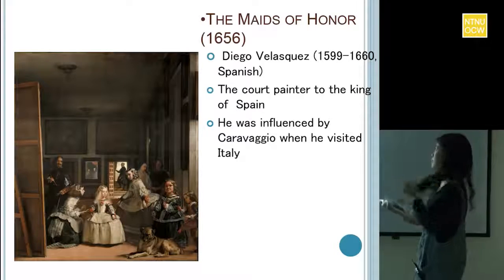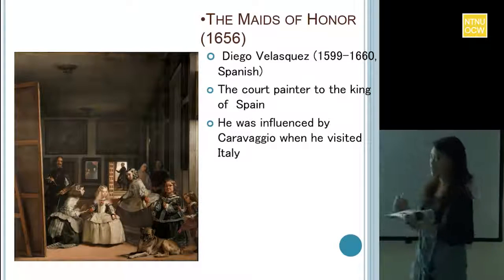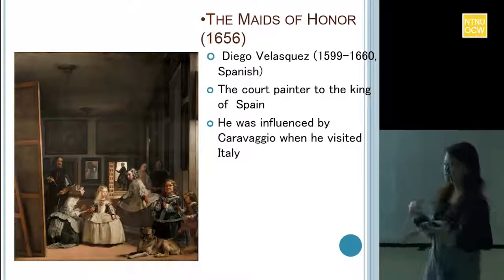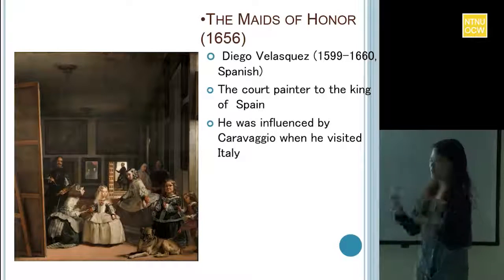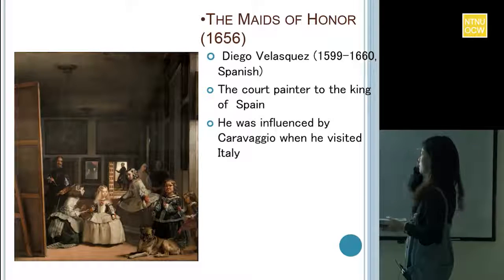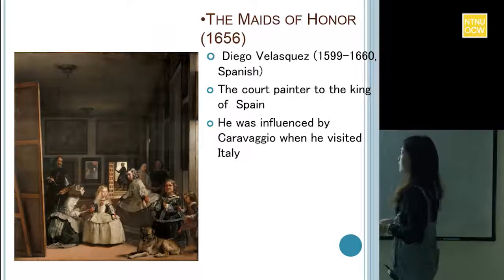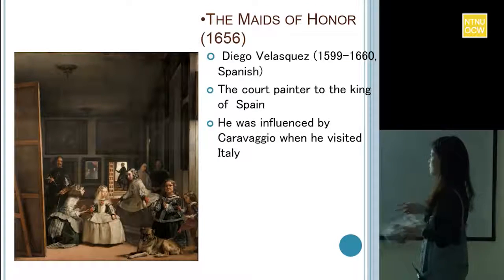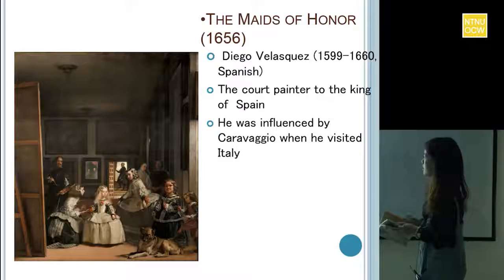It was painted by Diego Velázquez. He's a Spanish painter, a court painter who just painted for the kings and queens. And he was influenced by Caravaggio. And so we can see two similarities in their pictures.